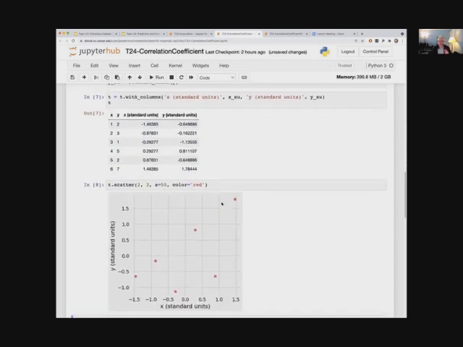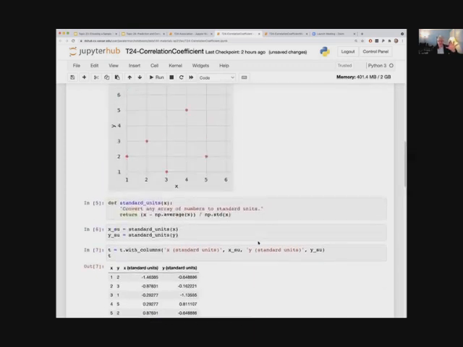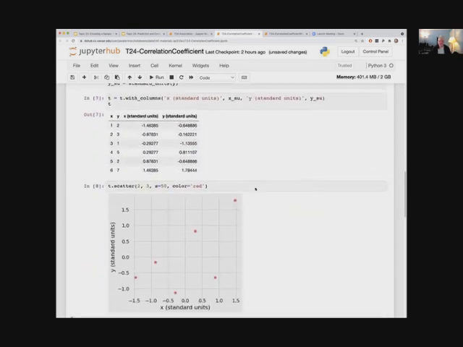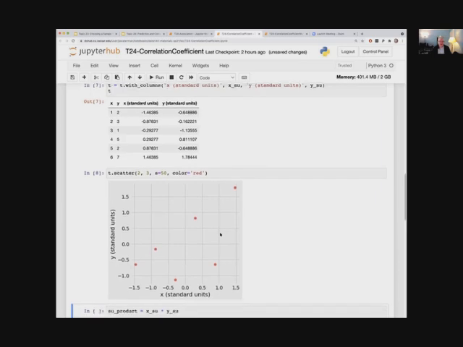Again, the point I want to show you: now we're plotting in standard units, right? Since we're plotting in standard units, the relationship between the data doesn't change. It's just the units that we're presenting our data in.